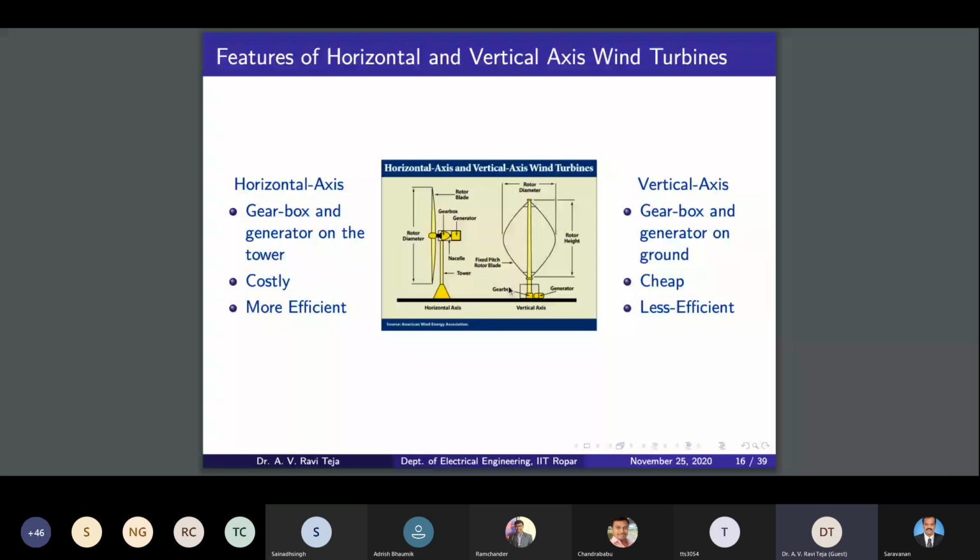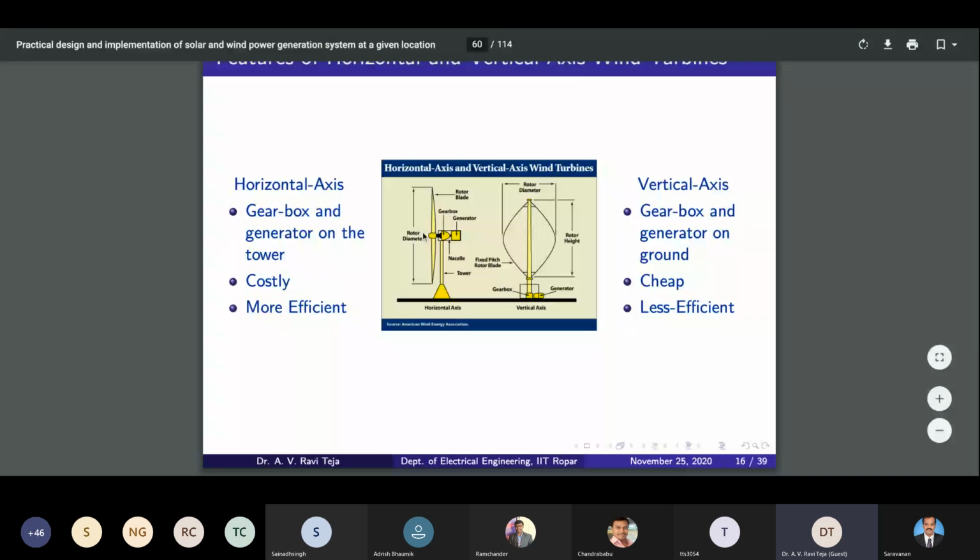So if you have a cost constraint in the installation of the turbines, then you can go for a vertical axis wind turbine, which is cheap. And if you want to extract more power, and efficiency is your concern, then you have to go for a horizontal axis wind turbine, wherein you will have to spend a little extra money to make the tower which can sustain all the equipment at the top of the tower.